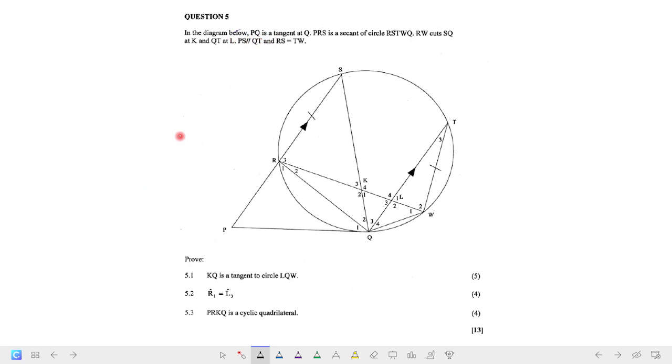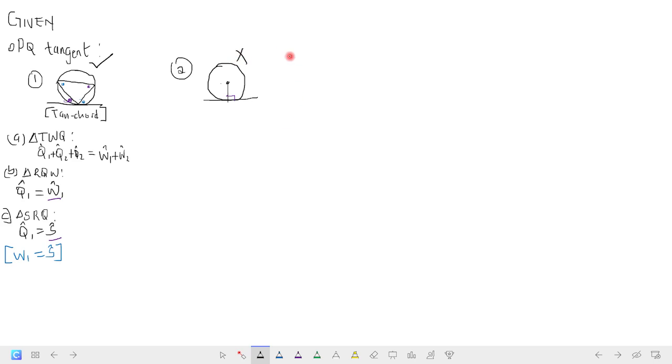So the information has a lot of angles, hence it's important to understand what's happening. Okay, now the next sentence says PRSQ is the secant of a circle RSTWQ. But there's nothing we can get from this one, so we're going to skip it. RW cuts SQ at K and QT at L, right? Skipping that one also. PS is parallel to QT. Alright, so that's another one. PS parallel to QT. Okay, let me just add this one.